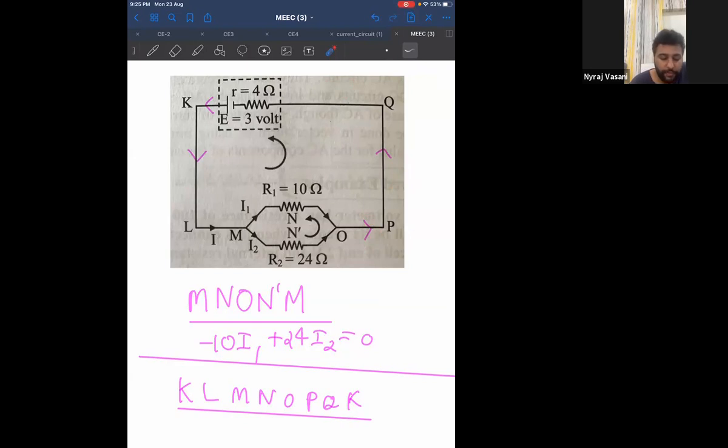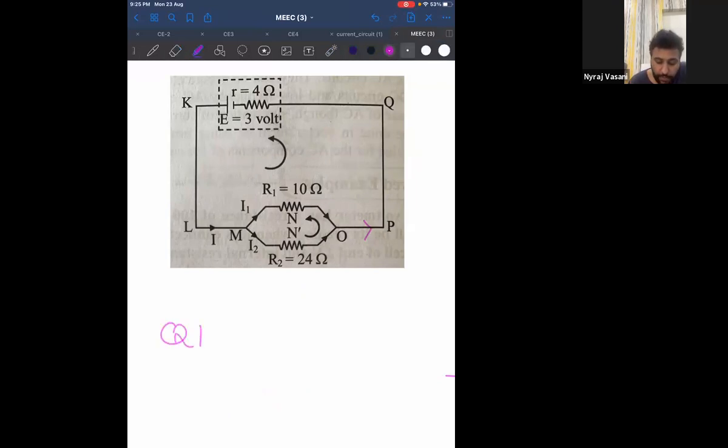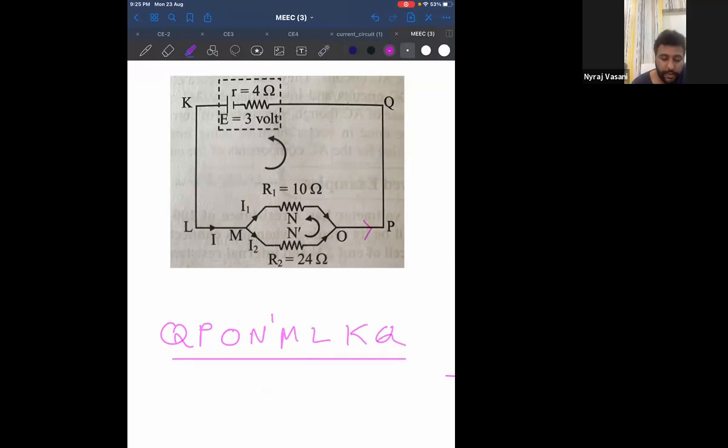Last loop for all of you, and then we stop for today. I hope you understood KVL also, how to apply the two laws. It's very easy. Let me start with an easy circuit now. Q, P, O, N dash, M, L, K, Q. To give you a perspective, Q, P, O, N dash, M, L, K, Q. Start.